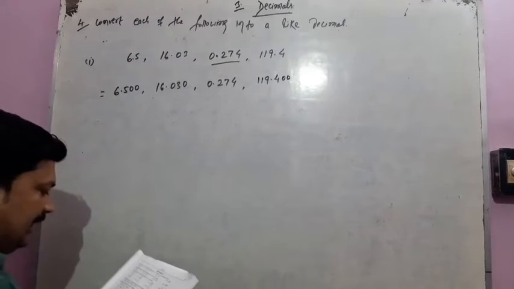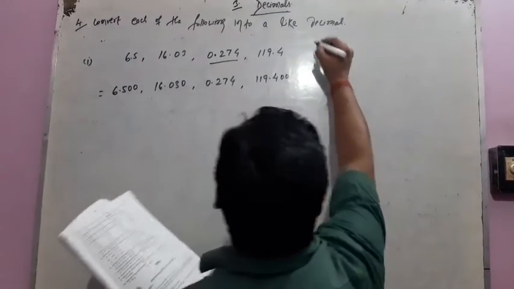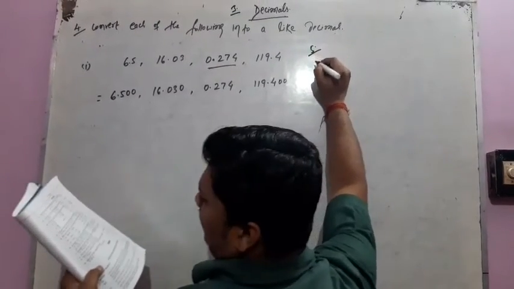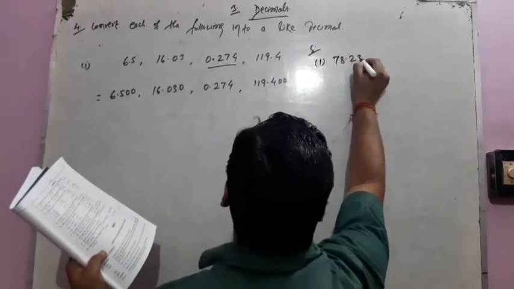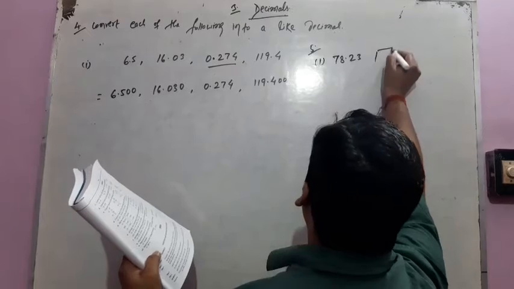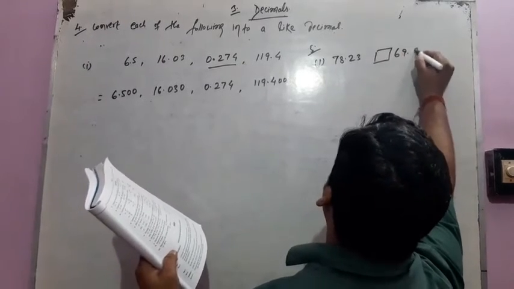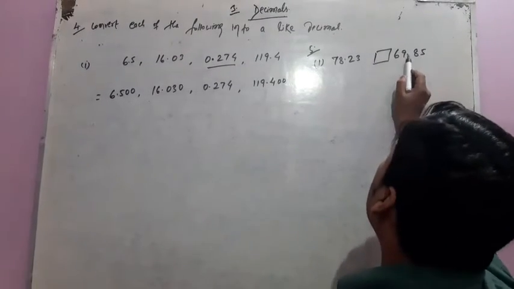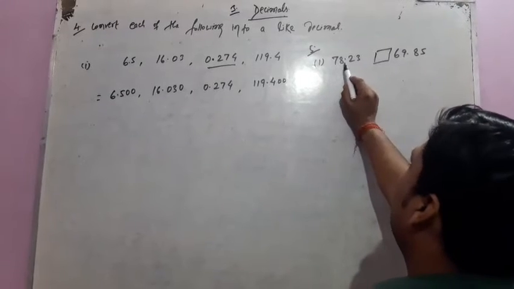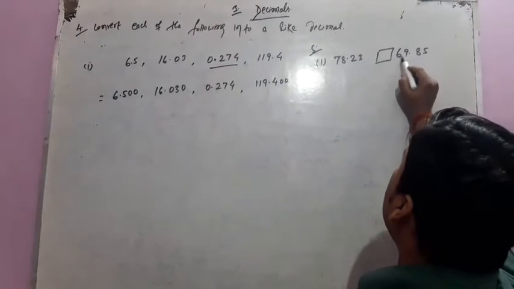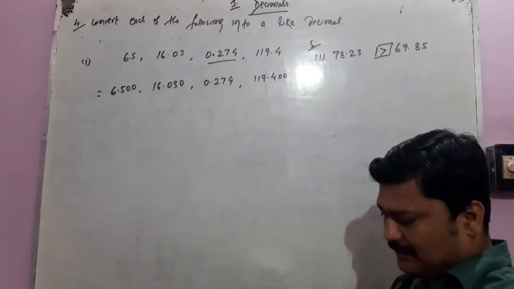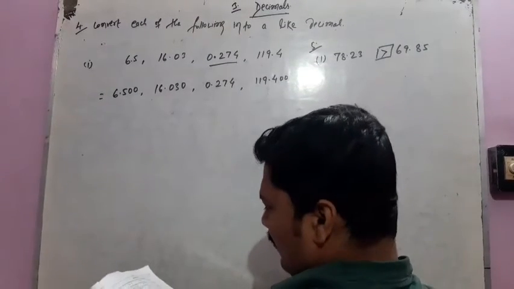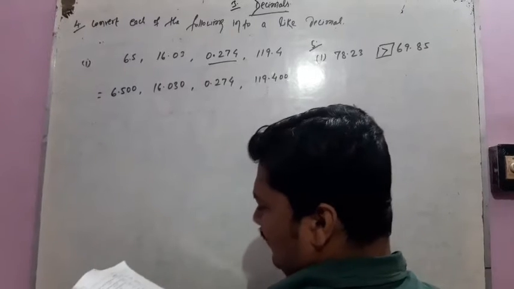Okay. Now in the next question we have to compare the decimals. For example, 78.23 and 69.85. Now we have to look at the digits before decimal. Before decimal here 78 and before decimal here 69. So 78 is greater, so we have to mark the greater than sign like this. In the same way, we have to solve the rest of the questions.